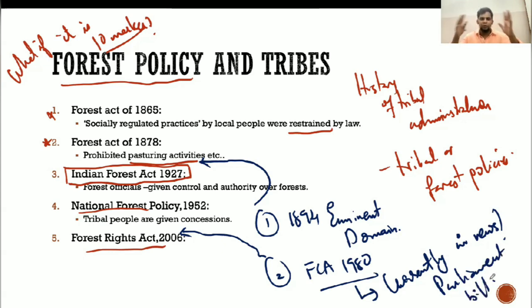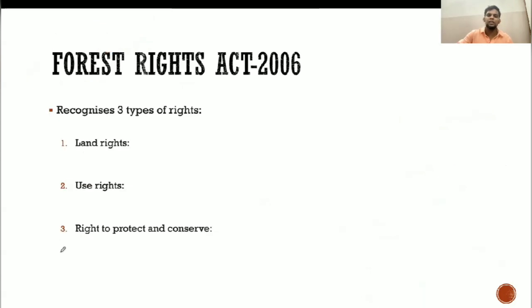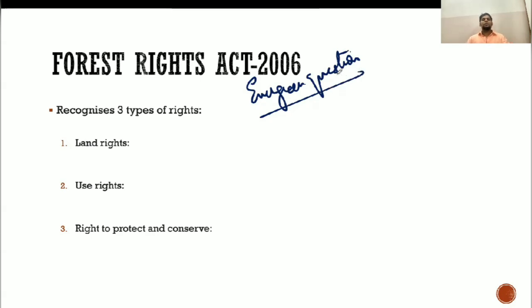Now, I hope you're getting an idea of what to focus on. If it is a 10 marker, these are the areas I want you to focus on. If it's a 15 marker or 20 marker, you want to elaborate a lot of these things to a certain extent. This is an evergreen question. Every other year, you see a question on the Forest Rights Act. So if there is a question on the Forest Rights Act, what are you going to talk about?